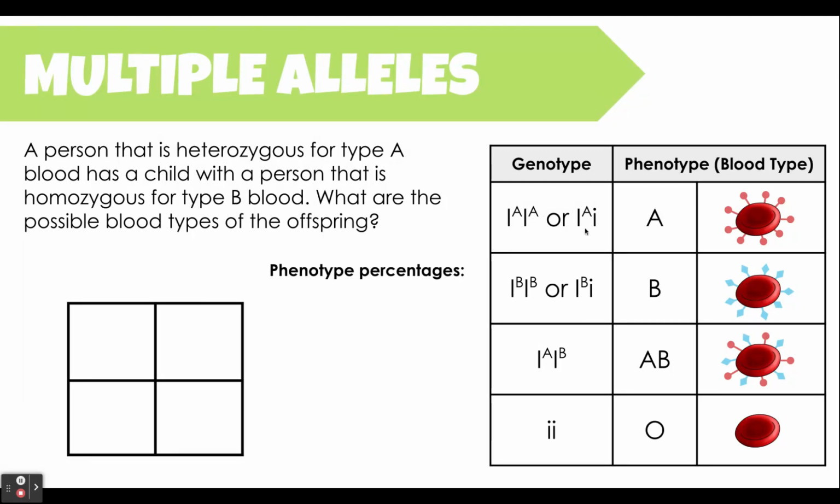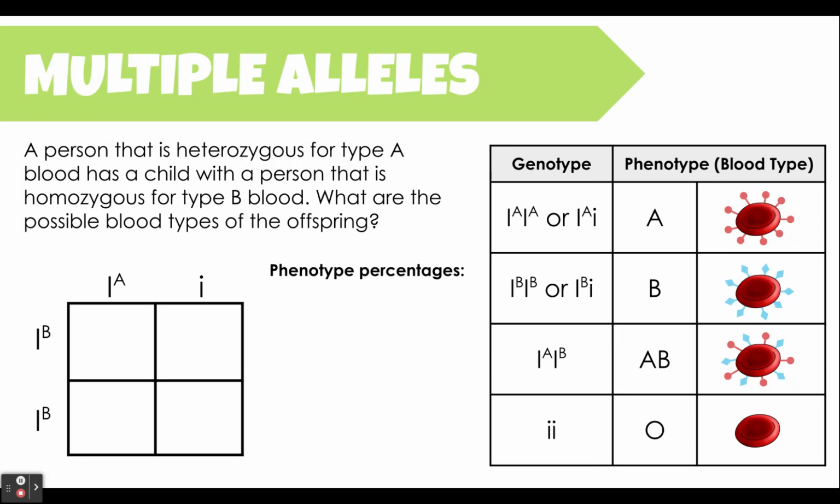To be heterozygous, you have two different alleles, so that must mean they have the I with the exponent A plus the recessive i allele. So we'll put that across the top. And then the second parent is homozygous for type B blood. So homozygous is the same allele, so that's the two I exponent B alleles. So we'll put those down the side.